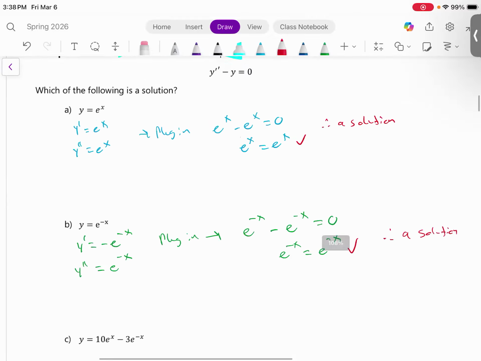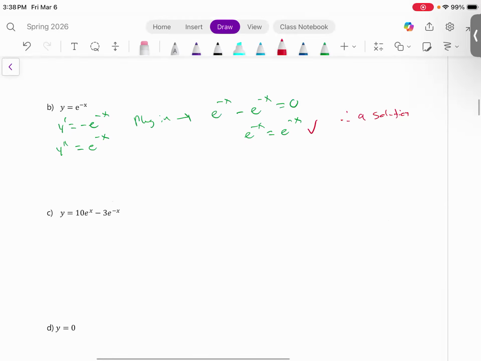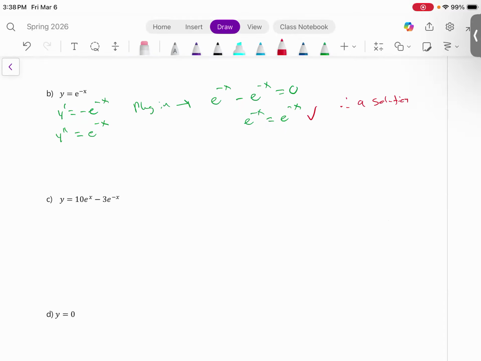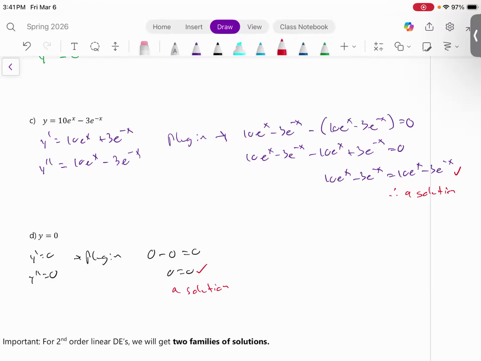Okay, so we have C and D here. Why don't you guys do the same thing? Pause the video and go ahead and try out C and D. Okay, welcome back. Hopefully you did examples C and D. For C, you've got to be careful with the chain rule with the negative exponent, but if you plug in the second derivative and y, you should get a solution. And for D, this one was pretty trivial, just zeros all around, and so it is a solution.